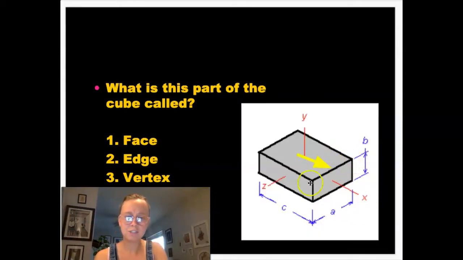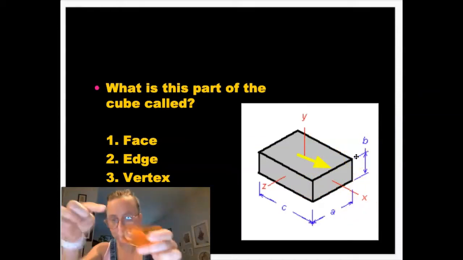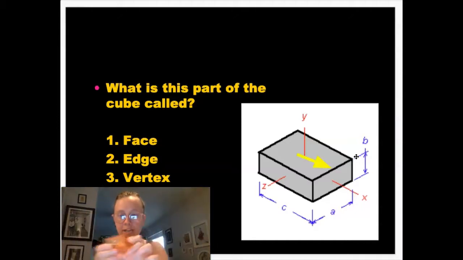Lastly, what is this straight line on a rectangular prism called? Straight line here is called a, shout it out. That's right, edge. Nice work.